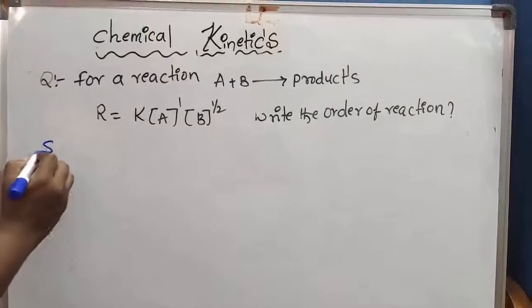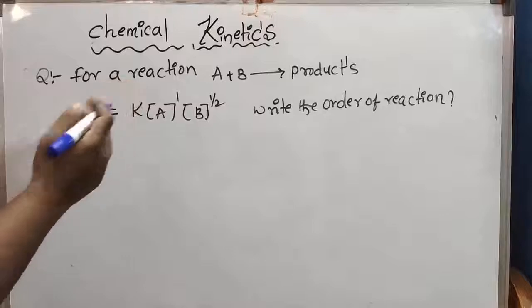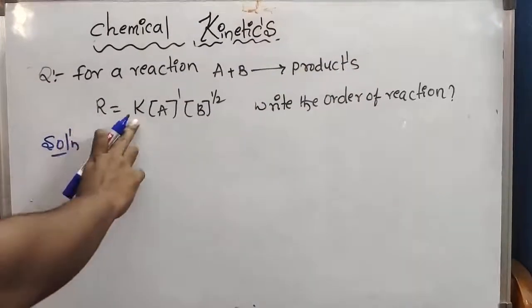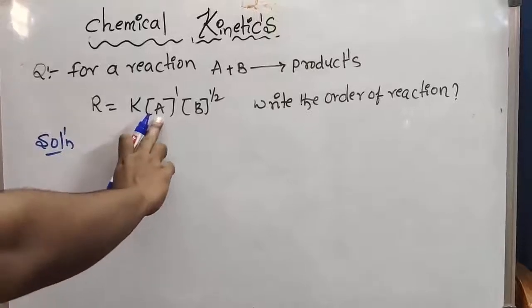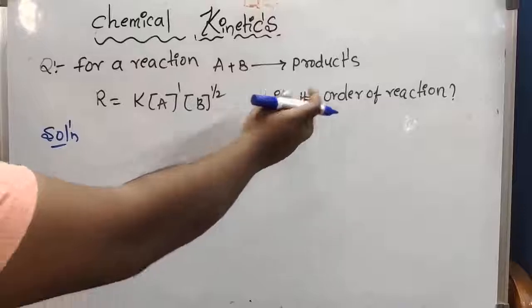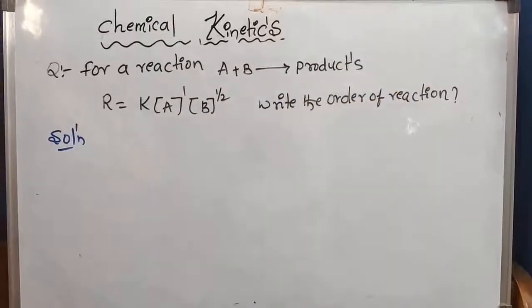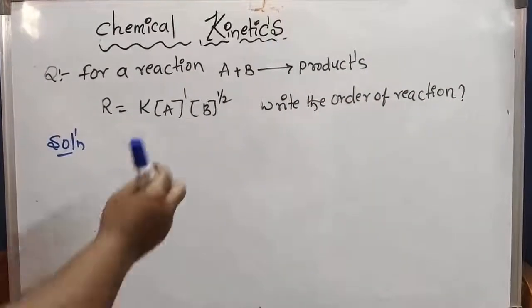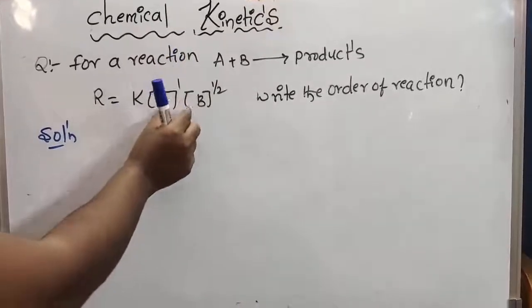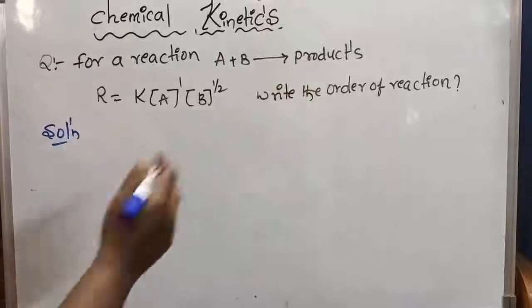Next question is, for a reaction A plus B gives product, and these are reactants, and rate of reaction equals K times the concentrations of reactants A and B, write the order of reaction. Very easy. What is the definition of order of reaction? The sum of powers of concentration of reactants equals the order of reaction.